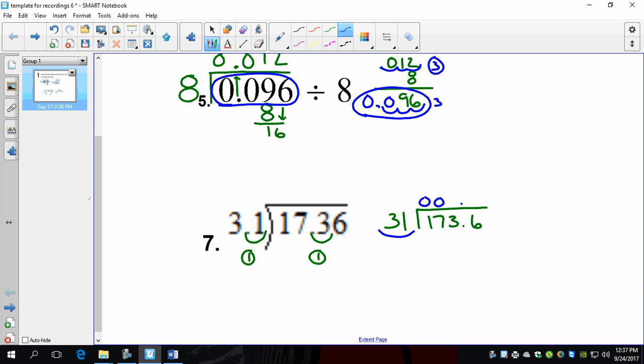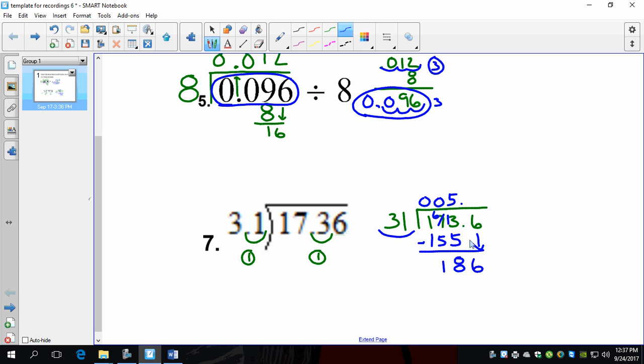I think it's like maybe 5 times. We'll try 5. 5 times 1 is 5. 5 times 3 is 15. And then we need to subtract. This becomes a 6. This becomes 13. 13 minus 5 is 8. 1. Bring down our 6.